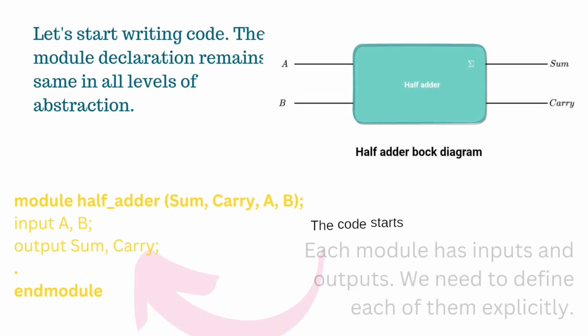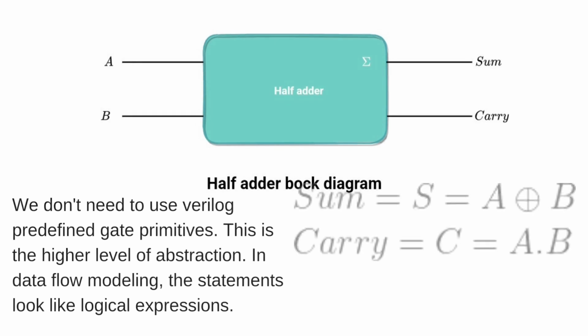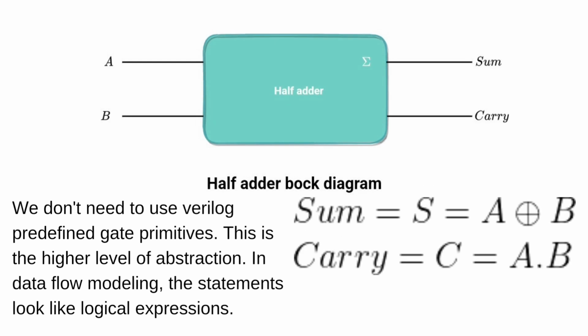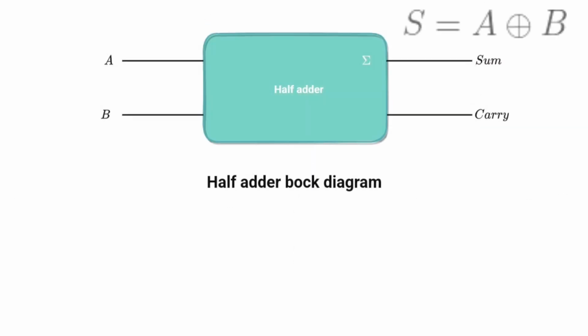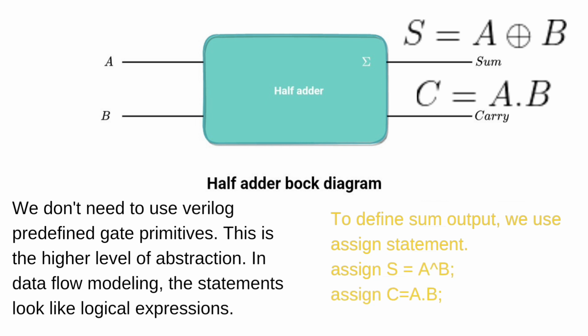We use logical equations. Here, the module starts with the keyword module and ends with the keyword endmodule. For sum and carry output, we don't require gate primitives. We use a continuous assignment statement. This is assigned along with logical operators.